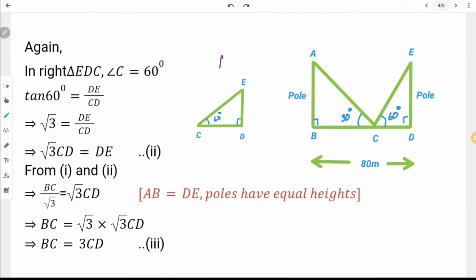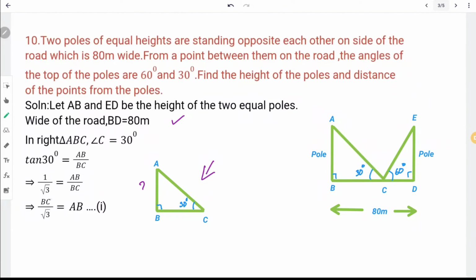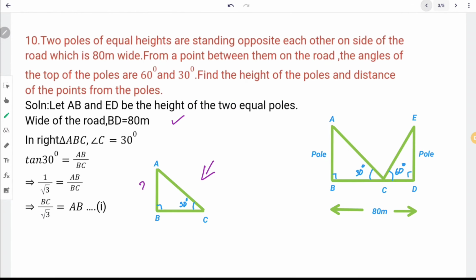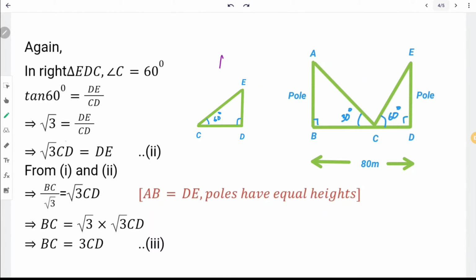So we're writing the right hand side here. The right hand side from the first equation is BC by root 3, and the right hand side of DE is root 3 CD. They should be equal, because the poles AB and ED are equal in height. So now if we stop there, we're going to send this root 3 up. So we're going to have root 3 into root 3, but we know root 3 into root 3 is simply equal to 3. So we'll leave it there for now.